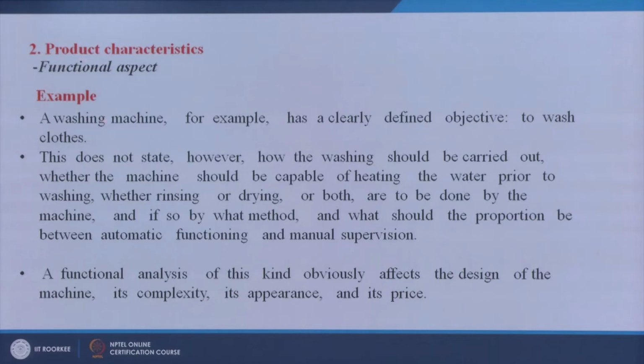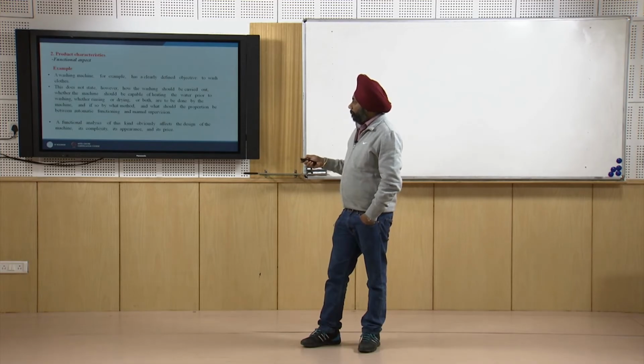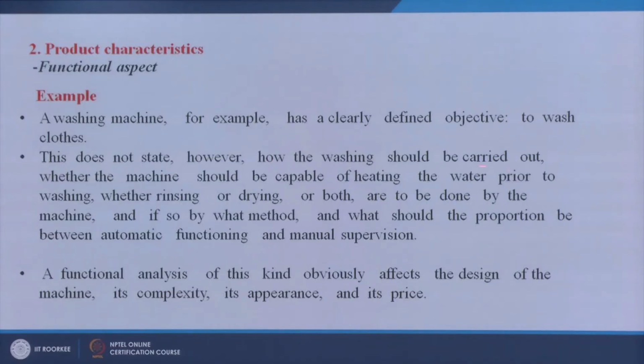This is a functional aspect. A washing machine, for example, has a clearly defined objective to wash clothes, which is the functional scope of the machine. This does not state, however, how the washing should be carried out, whether the machine should be capable of heating the water prior to washing, whether rinsing or drying is possible, or both are possible, or they are to be done by the machine, and if so, by what method, and what should be the proportion between automatic functioning and manual supervision.